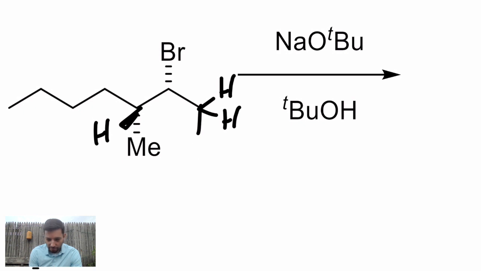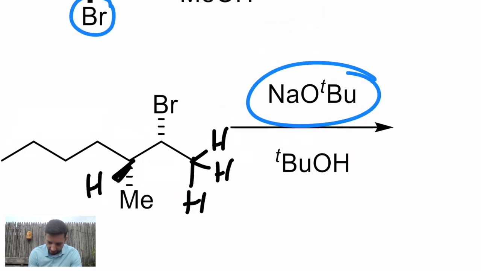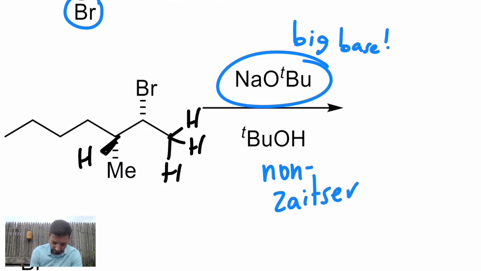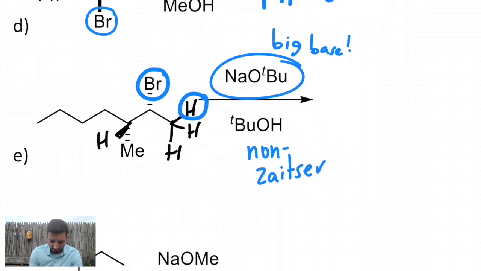This is a big, bulky base. Big base. Butoxide. There's really only a few you should look out for: butoxide, isopropoxide, and LDA. There are certainly others, but those are the 3 most common ones I think you'll see. So the big base means we're going to get the non-Zaitsev, and that means we're going to take away one of the more abundant hydrogens and the bromine. So the anti-restriction doesn't even matter here because I have more than enough types.